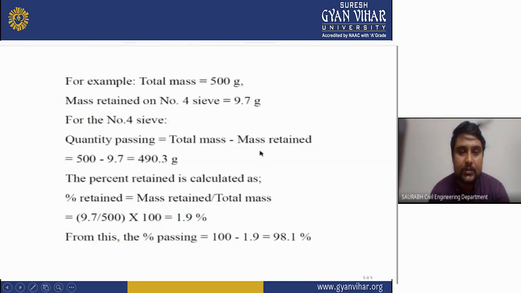For example, the total mass is given here as 500 gram. Mass retained on the number 4 sieve is 9.7. For the number 4 sieve, the quantity passing will be equal to total mass minus mass retained. It will be 90 gram. This is the percent. How will you calculate the percentage here? Percentage retained is equal to mass retained divided by total mass. You will find how much percentage is retained in sieve number 4, which you can find from here.